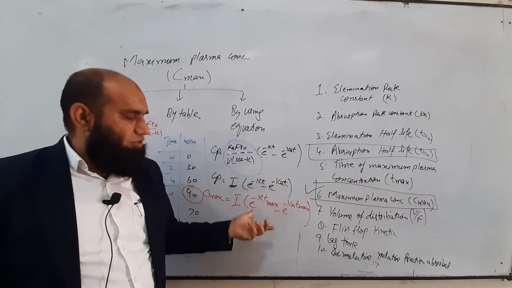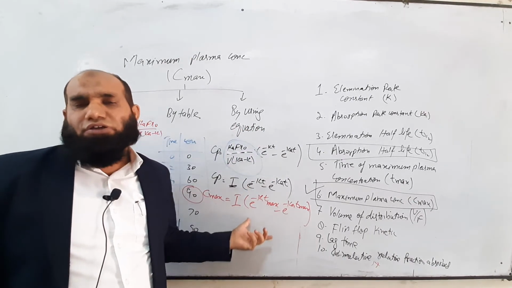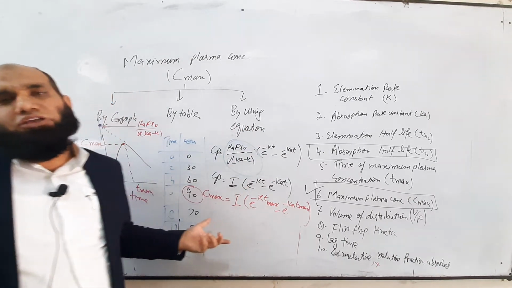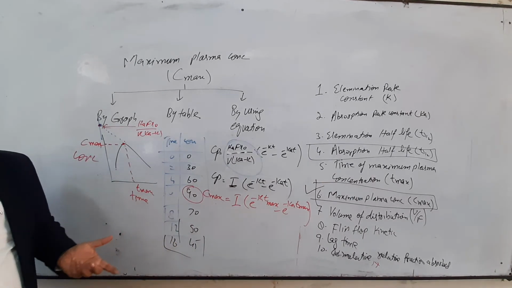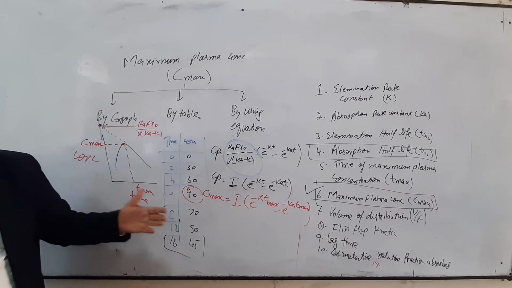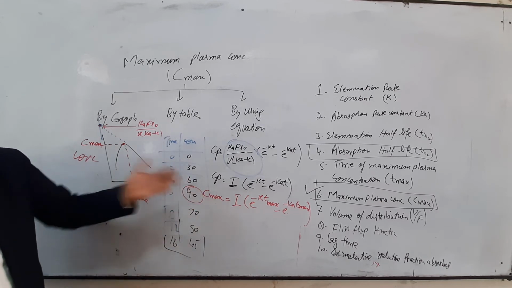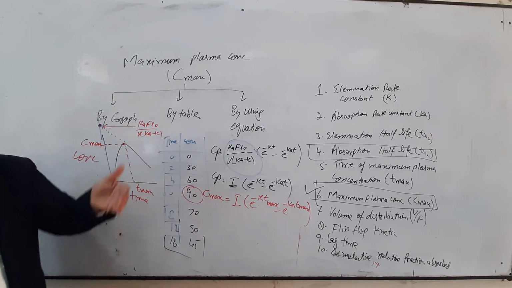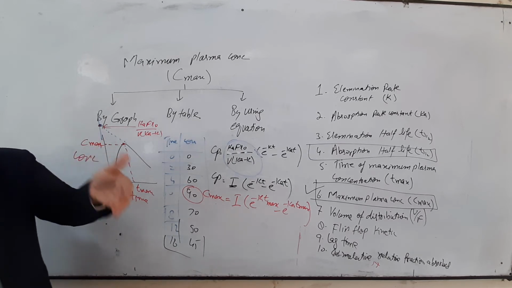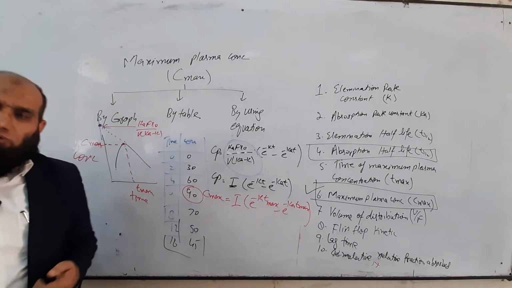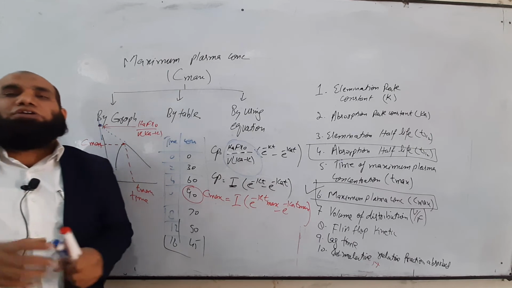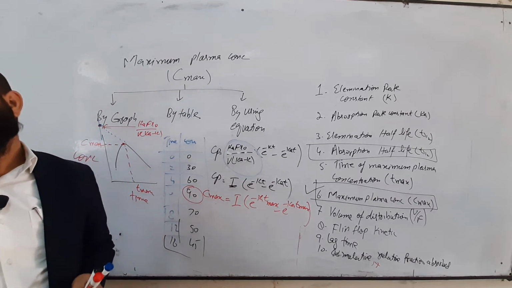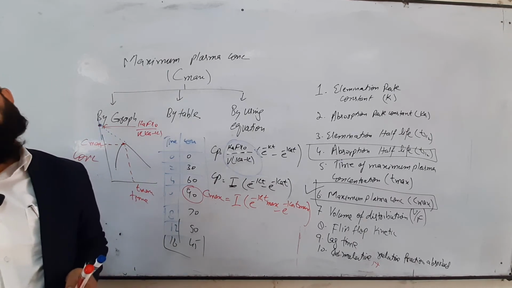And in case of the equation, what parameters do we require? Very simple, we require the elimination rate constant and the absorption rate constant. And Tmax, I have already told in my previous segment, that Tmax was ln(Ka over K) divided by Ka minus K. So the most important parameter is the rate constant, either the absorption rate constant or the elimination rate constant.